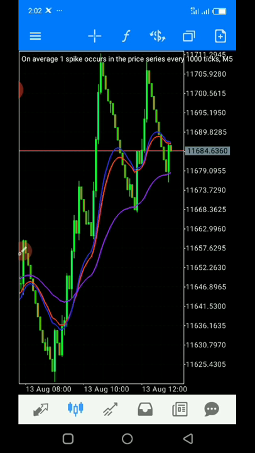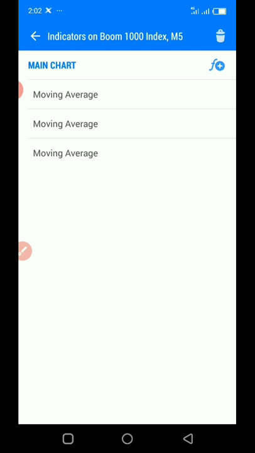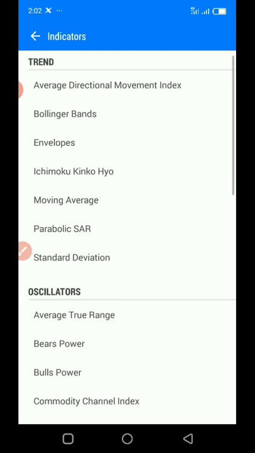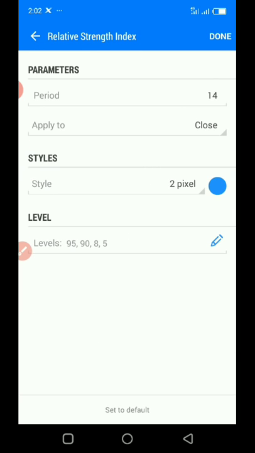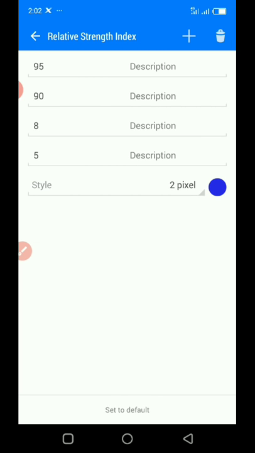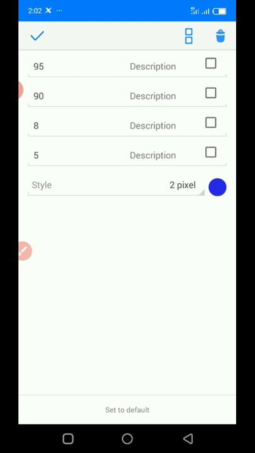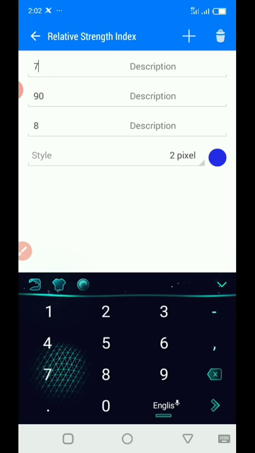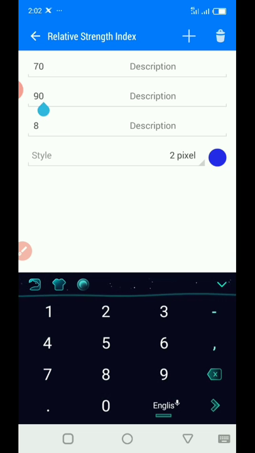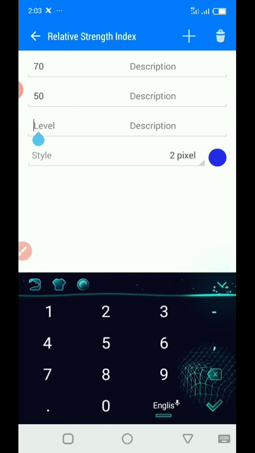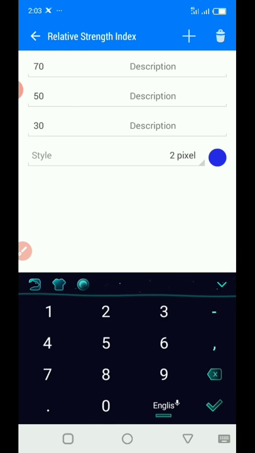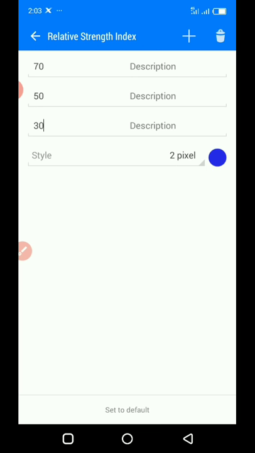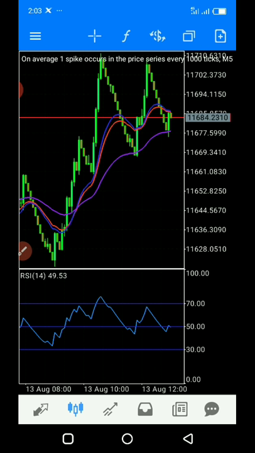There is still another way you can actually take your profit, and that is the work of the RSI. So for that reason, I'm going to add the relative strength index RSI to our chart, and I'm going to change the parameters. It's gonna be 70, it's gonna be 50, and it's gonna be 30. Then we click on okay, we are good to go and done. Now this is it.